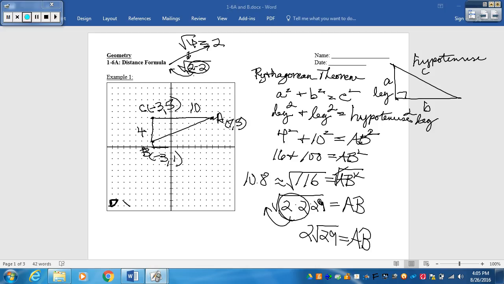But here's the deal. That 10.8 stops after the 8. The 2 radical 29 has all the digits that you didn't keep up there, okay? So 2 radical 29 is what I'd like to see. All right, now, you may be thinking to yourself, I thought we were going to be talking about the distance formula today. Well, the Pythagorean theorem is a form of the distance formula. Here's what I want you to see next.